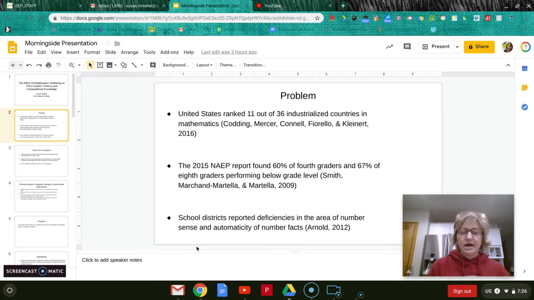There is a growing concern for the mathematical achievement level of students in the United States. The United States ranked 11th out of 36 industrialized countries in mathematics. According to the National Assessment of Educational Progress, or the NAEP report card, in 2015, 60% of fourth graders and 67% of eighth graders were performing below grade level. In 2012, Arnold shared that school districts were reporting deficiencies in the area of number sense and automaticity of number facts.